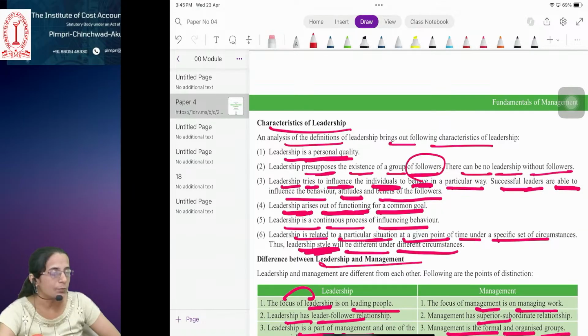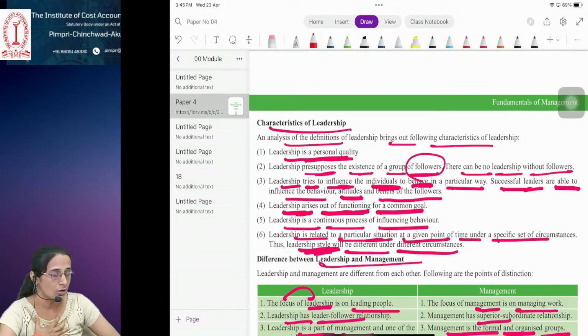Concern for people means what? We take into account the people's problems, the situations they are facing while doing the work. Concern for production means concern for the work that we are doing. So what is our priority, the people or the work? So this is what the grid will show. Everyone has different priorities.